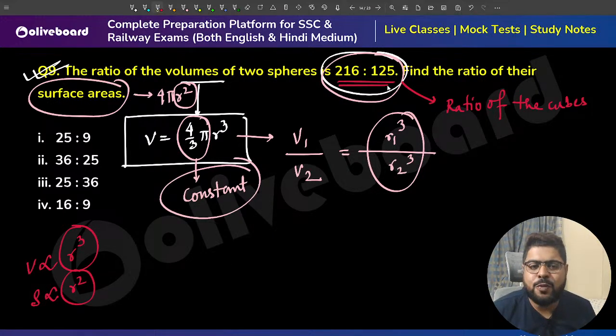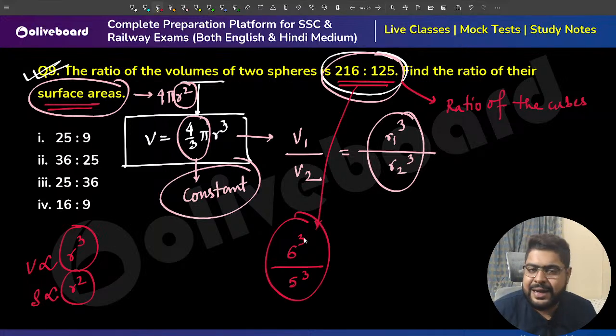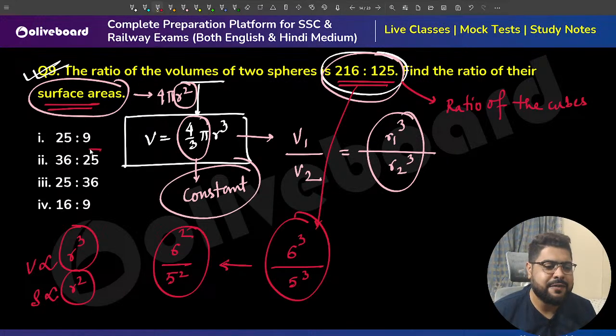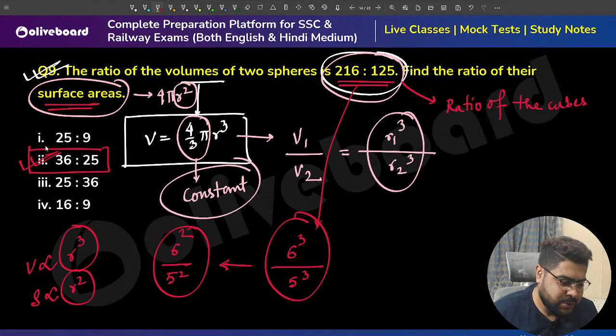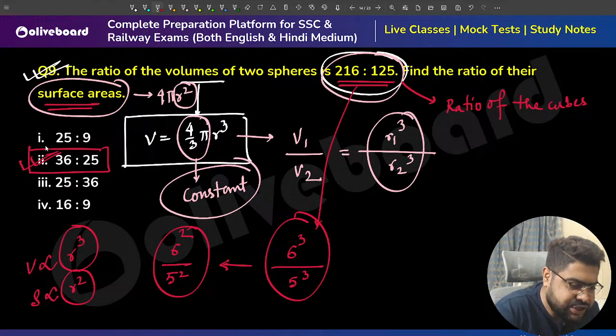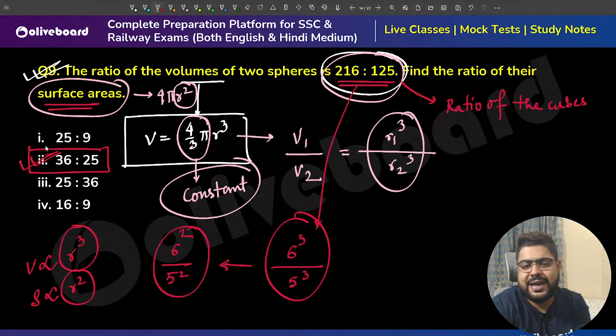So this is the ratio of the cubes. I need the ratio of surface area, which means I need the ratio of the squares. This is 6 cube ratio 5 cube. I need squares, meaning I need the ratio for 6 square, ratio 5 square. 36/25. Option number 2. So Arghamita, Naresh, you are absolutely correct. Very, very good, everyone.